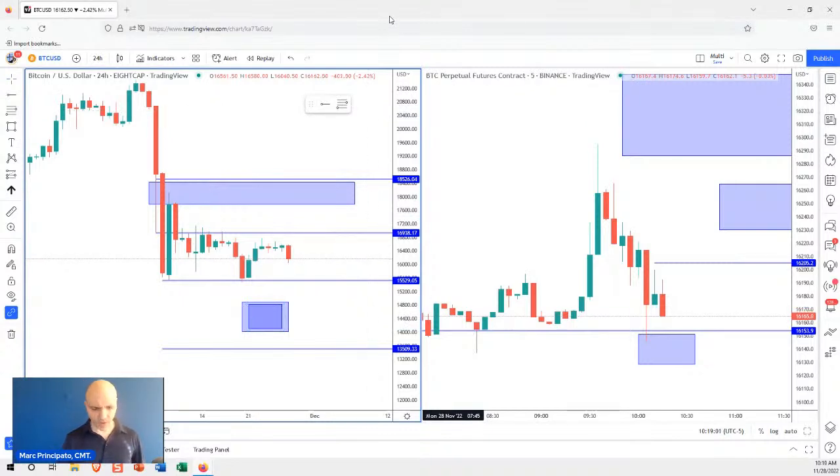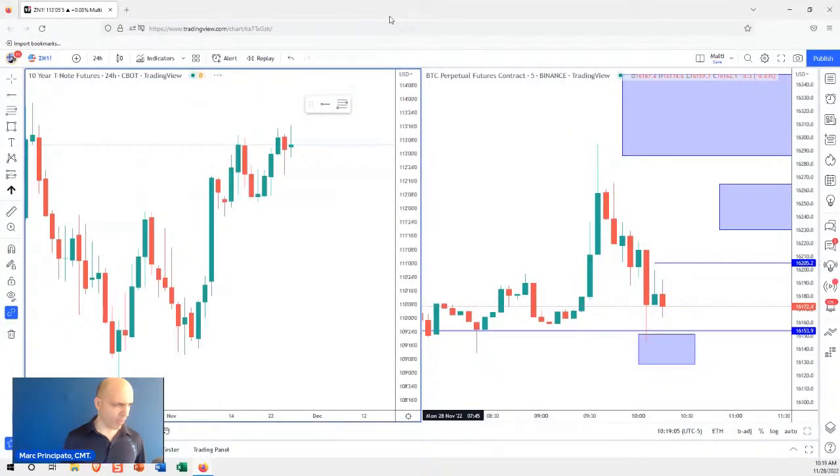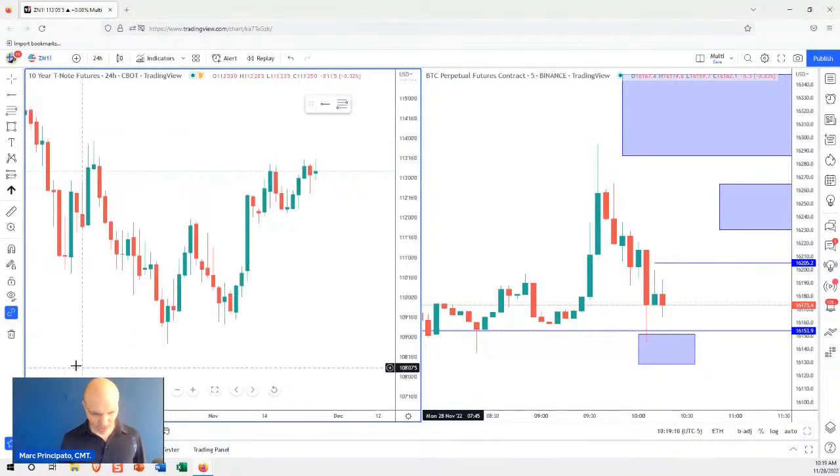Okay, let's move along here and let's take a look at the bond market. These markets you should always check. Okay, you should check the bond market every day. All right, and let's zoom out a bit here and see what's going on.